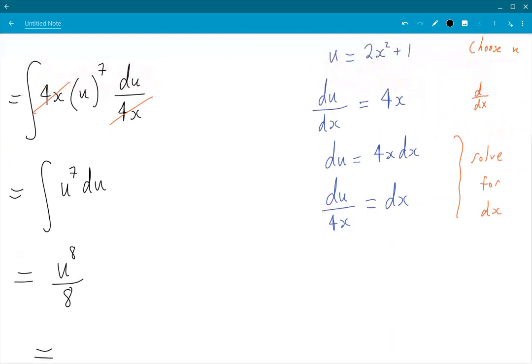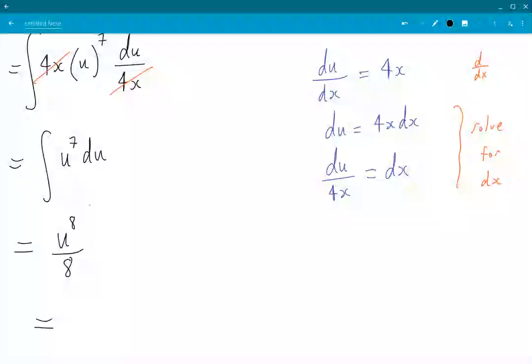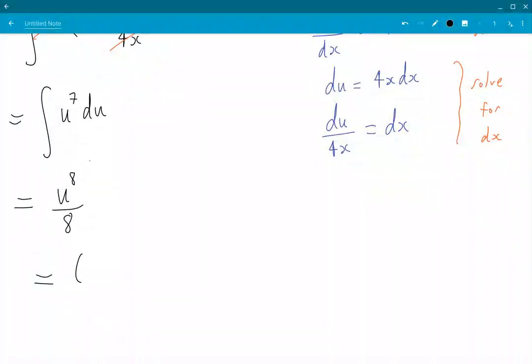Now, here I've done my integral. Next thing I'll do is switch back to my original variable. Okay, the question was given in terms of x, so I should go back to x. So u is equal to 2x squared plus 1. So I got 2x squared plus 1 to the power of 8, all divided by 8, and just a plus c to finish off.